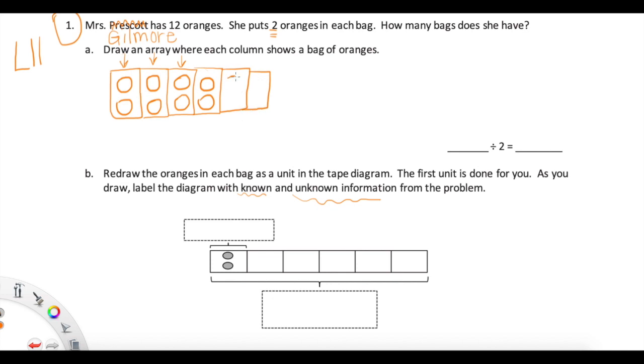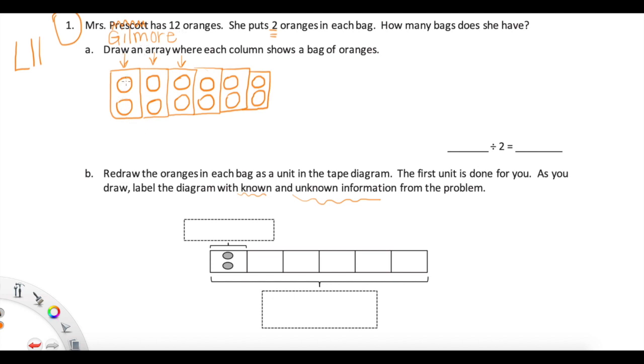So I have 9, 10 oranges. I think we're almost there. Here we have 11 and 12 oranges. Beautiful. Here we have all 12 of our oranges. We put 1, 2 in each of our bags. Now we need to consider how many bags Mrs. Gilmore needs. She's going to place 2 in each bag.